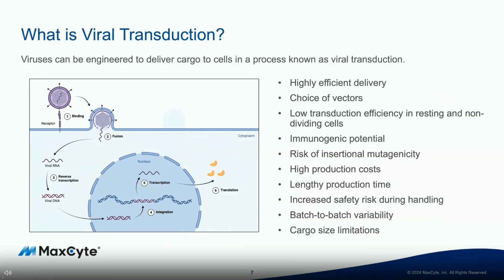If you're considering GMP applications later, there are high production costs with manufacturing GMP virus and lengthy production times. So there's also a safety risk to consider when handling, and there could be batch-to-batch variability with cargo size limitations. So all of these are important to think about if you're considering viral transduction for your research.